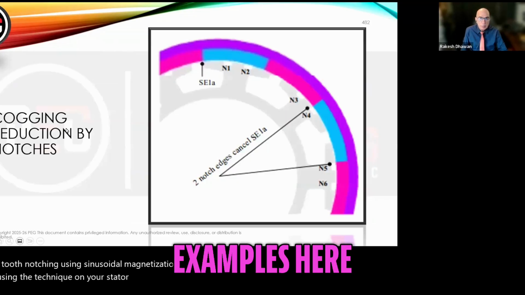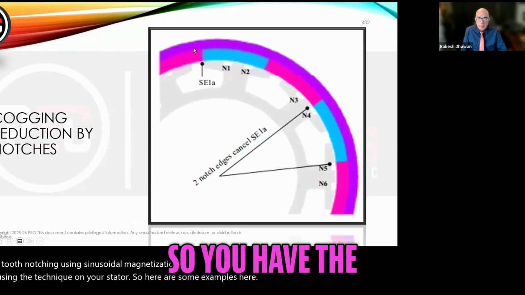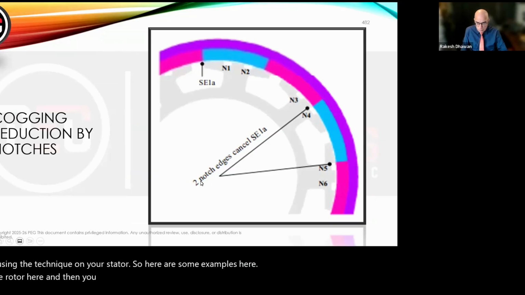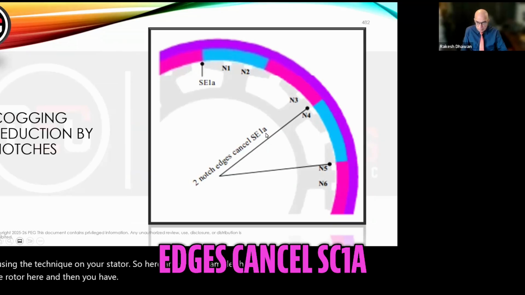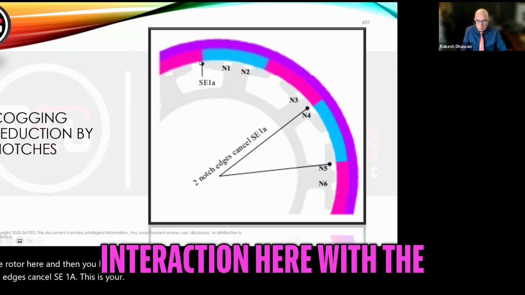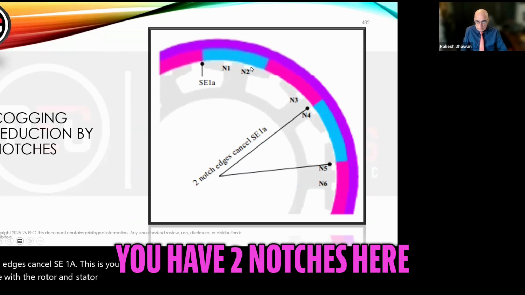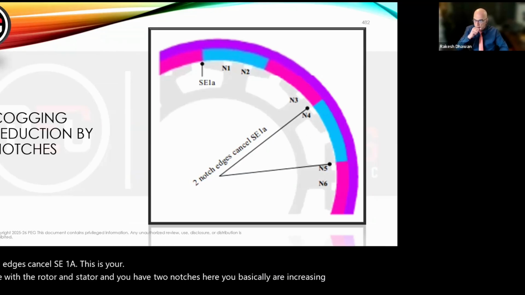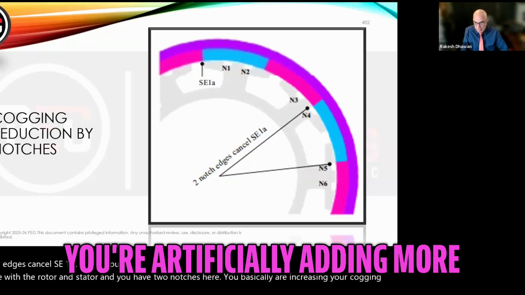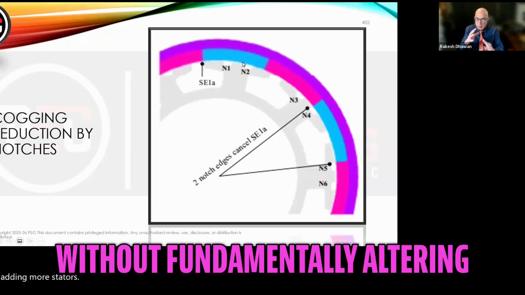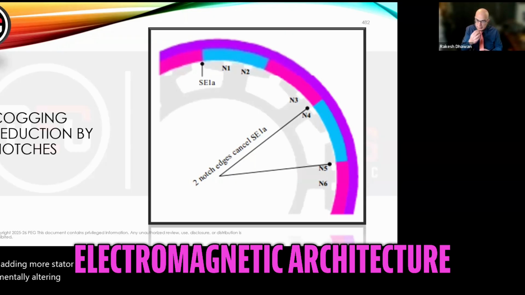So here are some examples. You have the rotor here, and then you have your two notch edges. This is your interaction here with the rotor and stator, and you have two notches here. You basically are increasing your cogging frequency. You are artificially adding more stators without fundamentally altering your electromagnetic architecture.